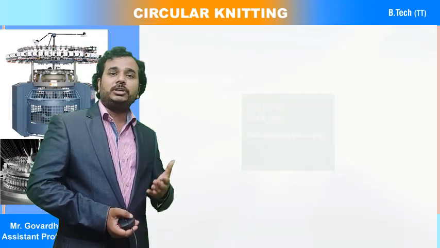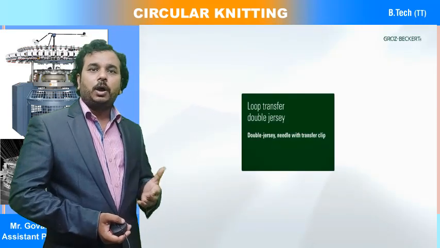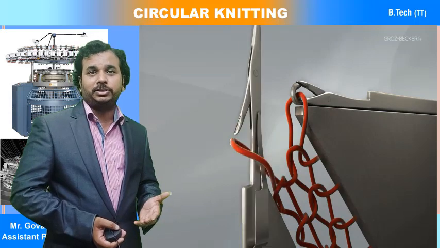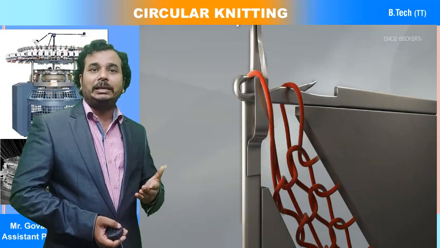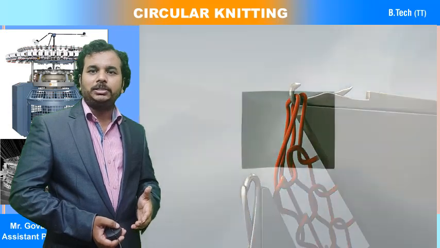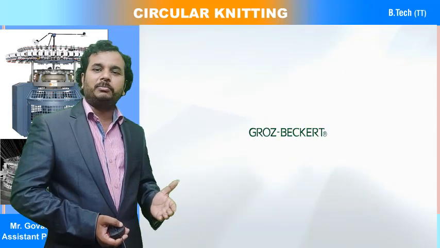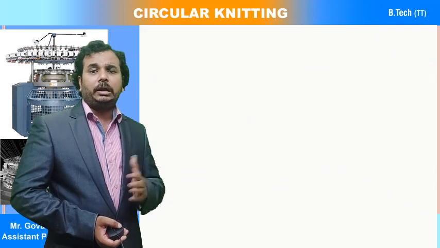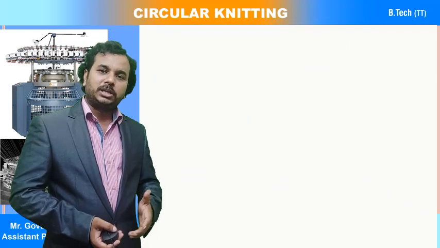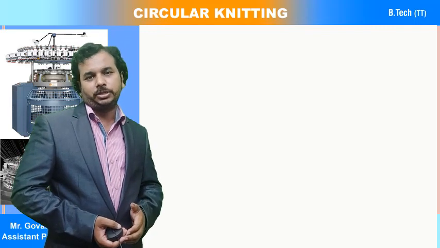Now we will have a small look at how the loop transfer can occur in the case of double jersey fabric structure. Where there is a small clip arrangement, without feeding, the loop is transferred from the cylinder needles to the dial needles. This is called loop transfer in double jersey knitting machines.